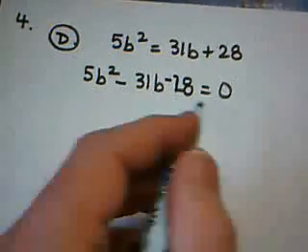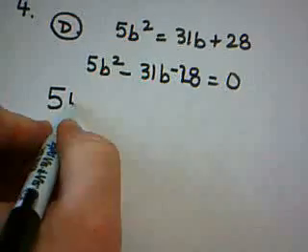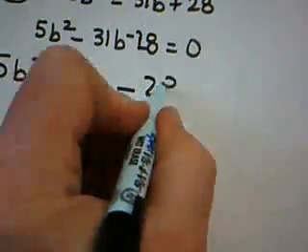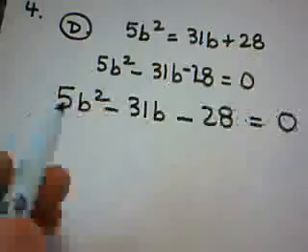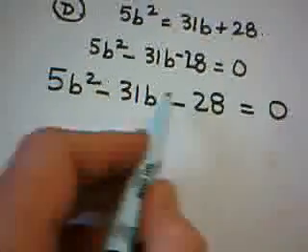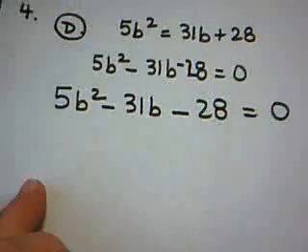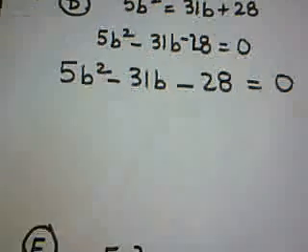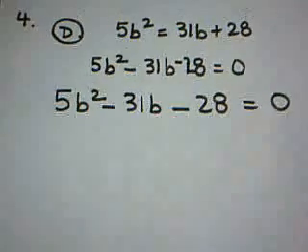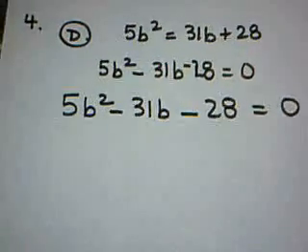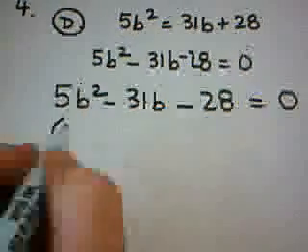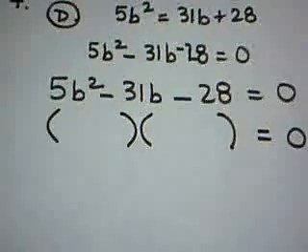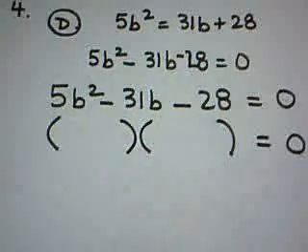So here's the deal. All right, let me write this a little bigger. 5b squared minus 31b minus 28 equals 0. And what I need to do now is take this trinomial and factor it. I always look for a GCF, but in this particular case, the GCF is a 1, which really means not very helpful. But when I see a trinomial, I try to write the problem as the product of two binomials. If it factors, we'll see.